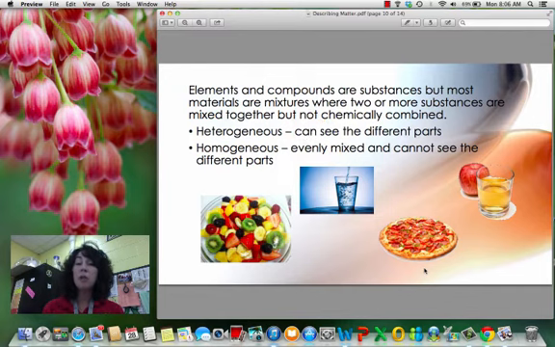There are 2 types of mixtures: heterogeneous, where you can see the different parts, and you can see this fruit salad here. We've got kiwi, strawberry, banana, pineapple. All of those different substances are just mixed together. They're also homogeneous, and that means the substances are evenly distributed and you cannot see the different parts. So something like apple juice. It appears to be the same throughout.